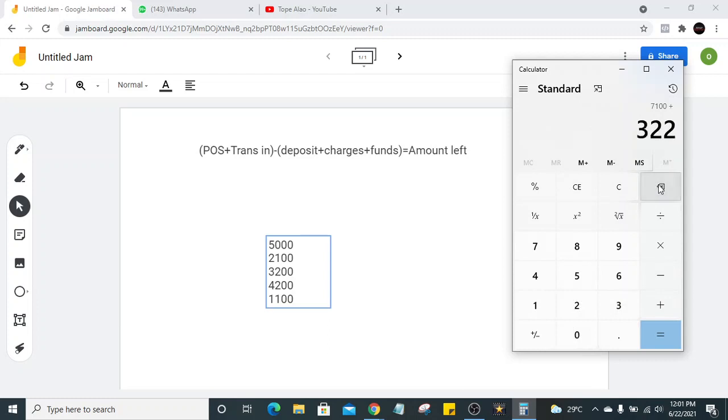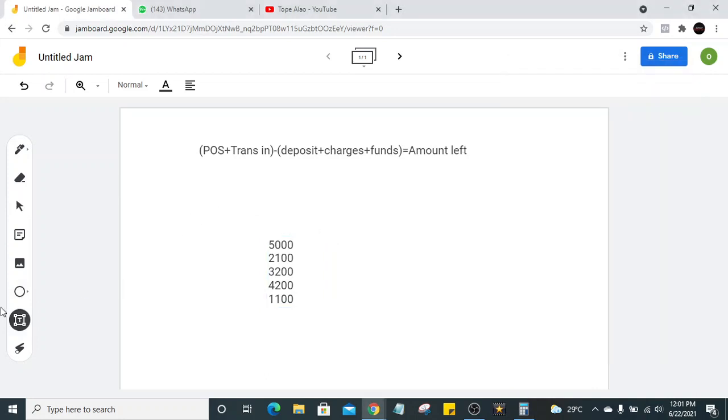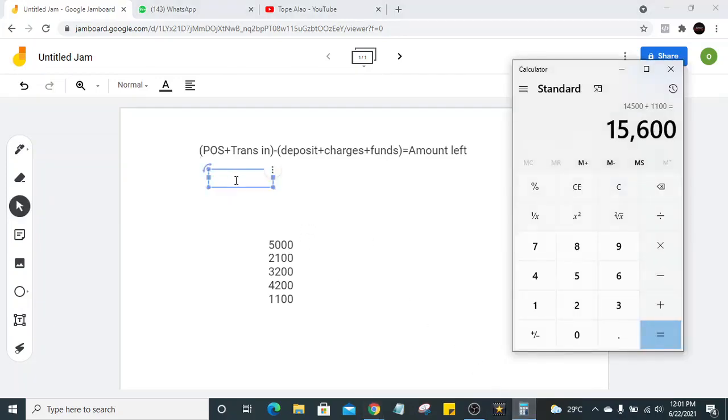How am I typing? So this is 3,200 plus 4,002 plus 1. So the total, okay, equals the total amount for your POS. Let's do another one. So now let's type another one down here. So the total amount for withdrawal, let's check, that's 15,600.